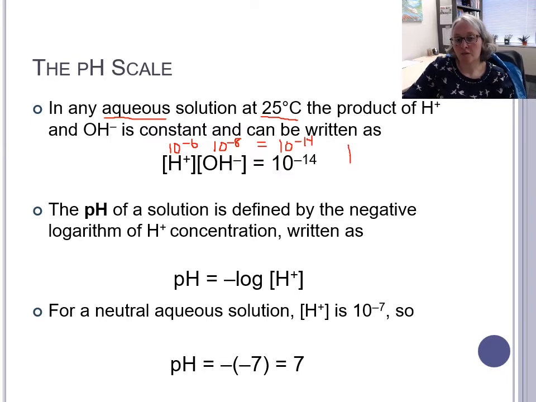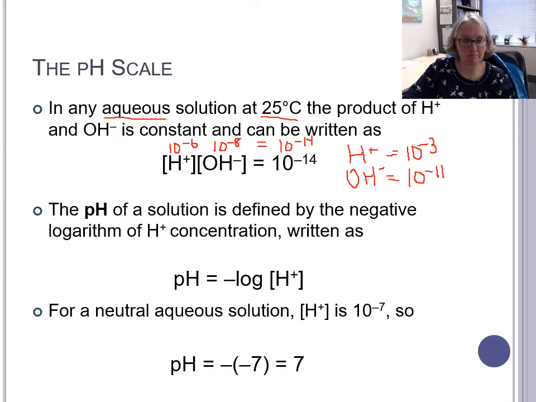Try this one. If the hydrogen ion concentration is 10 to the negative 3rd, what is the hydroxide ion concentration? Go ahead and decide your answer here. We know these two things multiplied together have to be 10 to the negative 14th, so the hydroxide concentration ends up being 10 to the negative 11th. 3 plus 11 equals 14. All right, that's the first relationship you should definitely know and feel comfortable with.